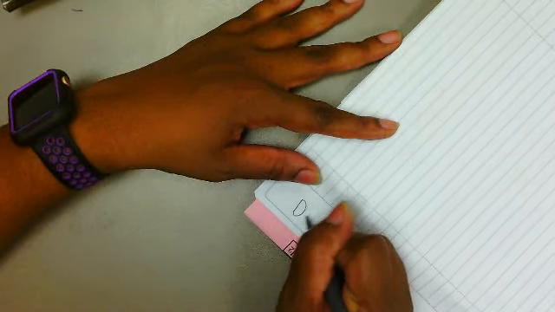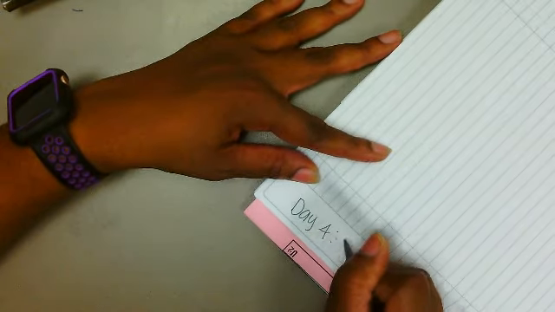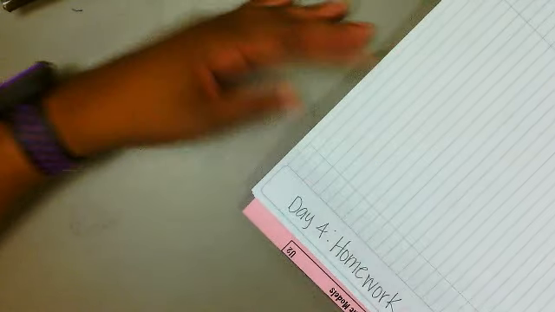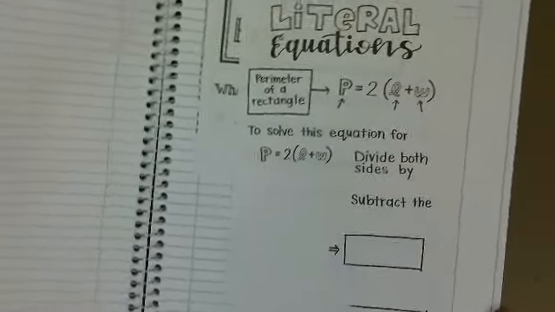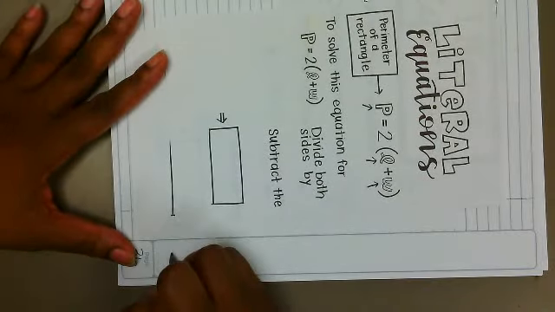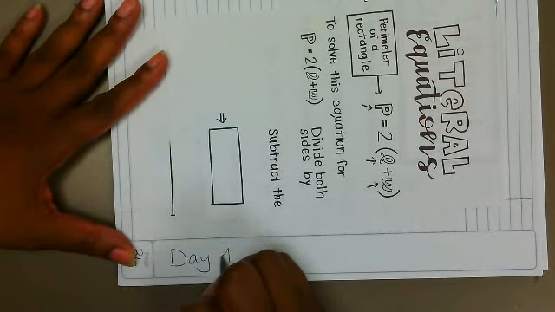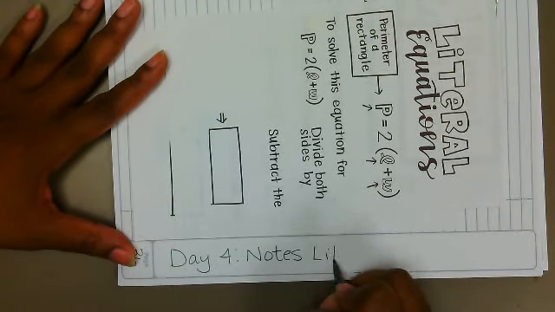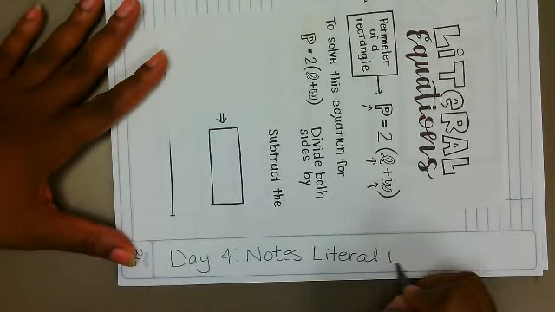So page 34, and then on page 35 is going to be your, let's see, day 4 homework. Okay, that's going to be your page 35, your day 4 homework, and your page 36 is going to be your day 4 notes for literal equations.